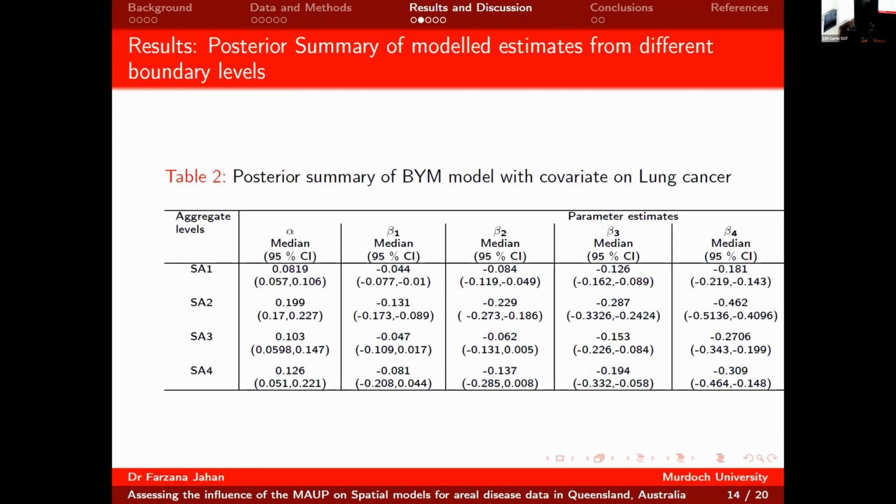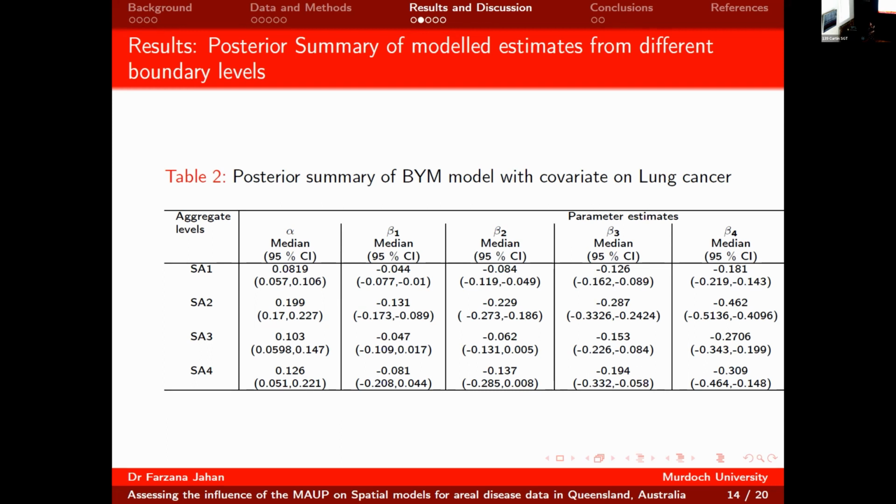So this is just a summary table for one of the models. We used one covariate, SEIFA quintiles, which had 5 categories. And category 1, which is most disadvantaged, is the reference category. And you could see the different betas. We are not very interested now in looking at the influence. Rather, we want to see what are the differences in the inference for the different area levels we are using.